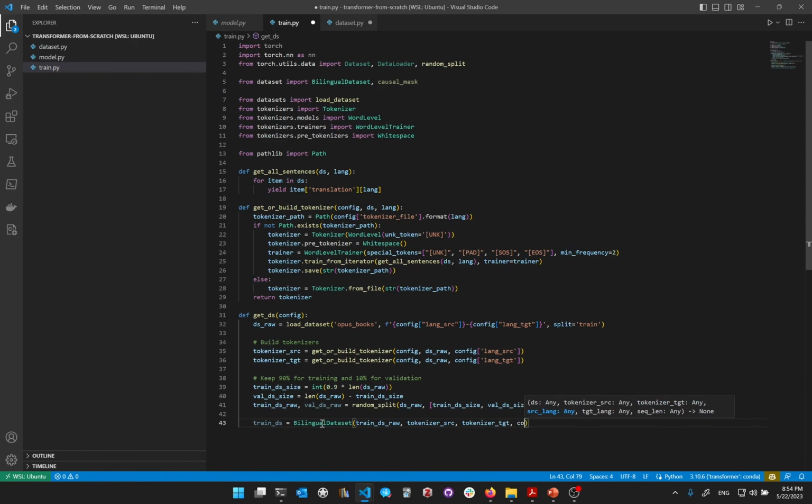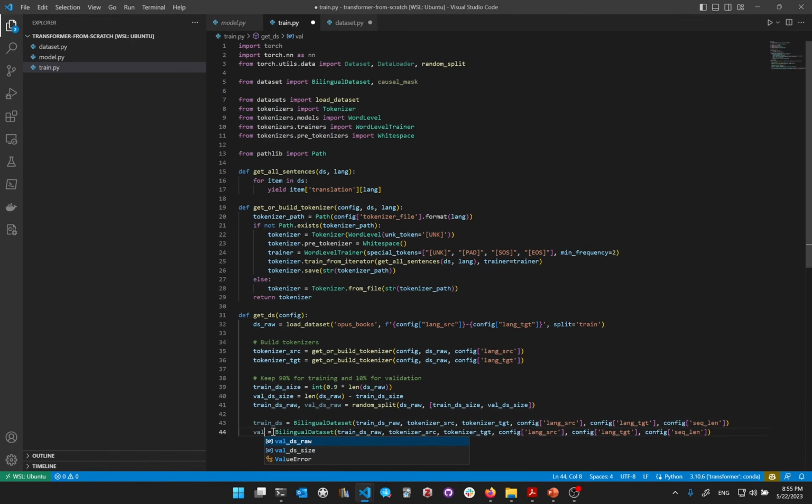What is our source language? It's in the configuration. What is our target language? And what is our sequence length? It is also in the configuration. We do the same for the validation, but the only difference is that we use this one now, and the rest is the same.